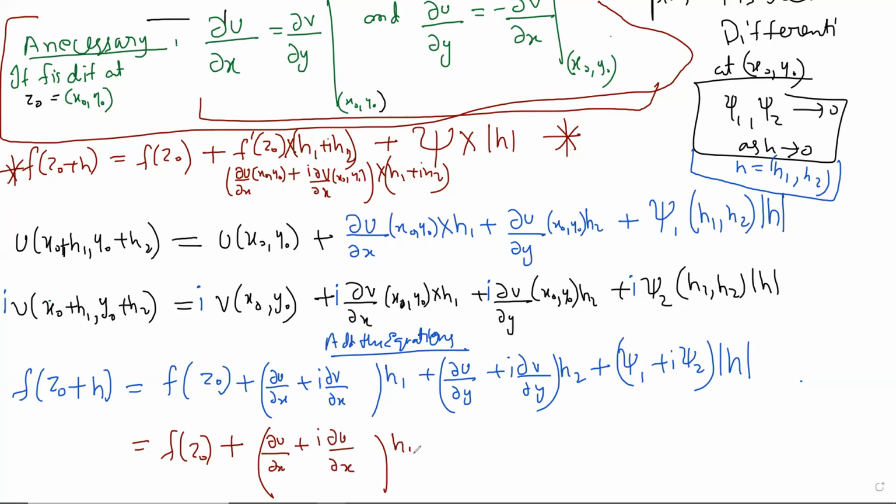Del u del x h1, and again I want to remove this, so I will write minus... wait, sorry, I'm making mistakes after mistakes. So we'll just keep this. I think we don't need to touch that even, because this is what it is. I need to change this. So del u del y is minus del v del x plus i, and this will just become del u del x. I hope this is correct now.